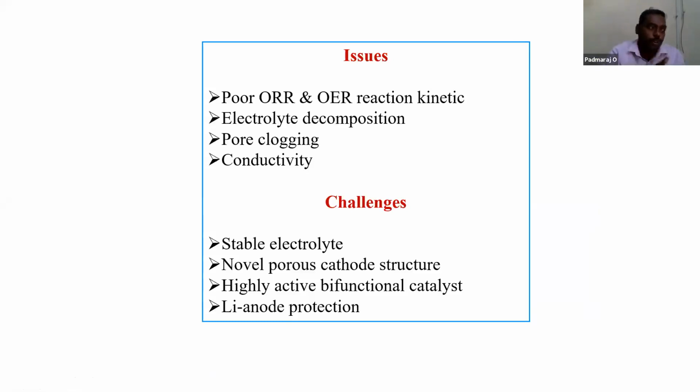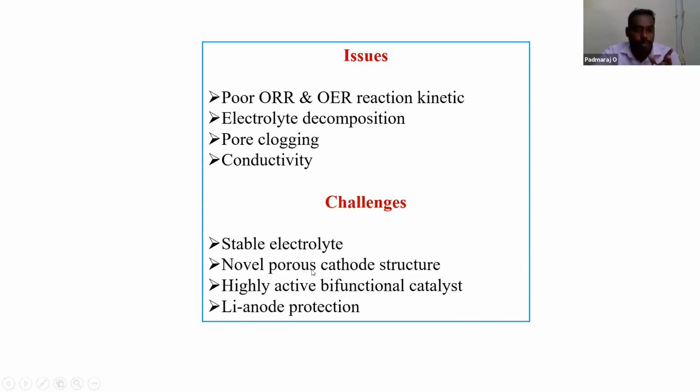The insoluble discharge products will be there. For example, in the lithium-air battery, lithium peroxide will be there. So the insoluble discharge products will go and block the porous structure. If the porous structure is blocked, there is no possibility for the oxygen to enter from outside and get reduced. So these are all the issues existing in the metal-air batteries.